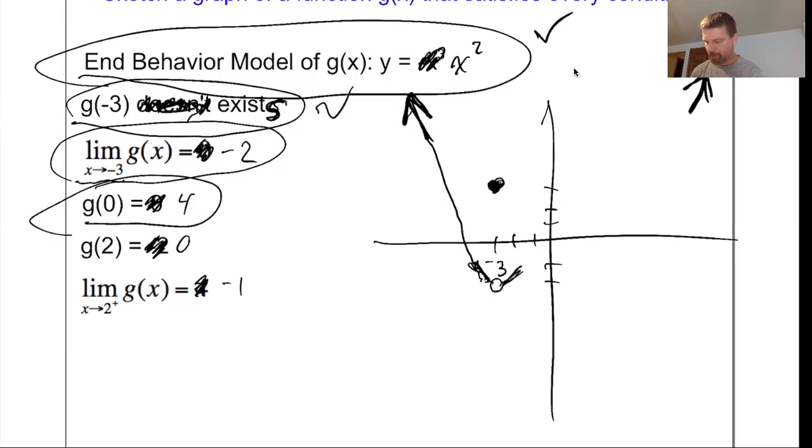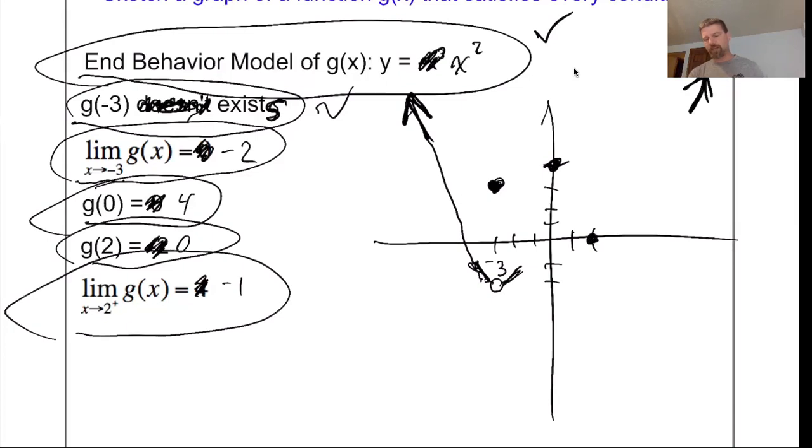G of 0 is 4. That means when I plug a 0 in, I get a 4 out. All right, that's easy enough. 1, 2, 3, 4. Put that point there. G of 2 is 0. So when I plug a 2 in, I get a 0 out. There we go. And the limit of g of x as I approach 2 from the right is -1. So from this right-hand side, I'm going towards that spot, right? It didn't say from the left, just from the right.